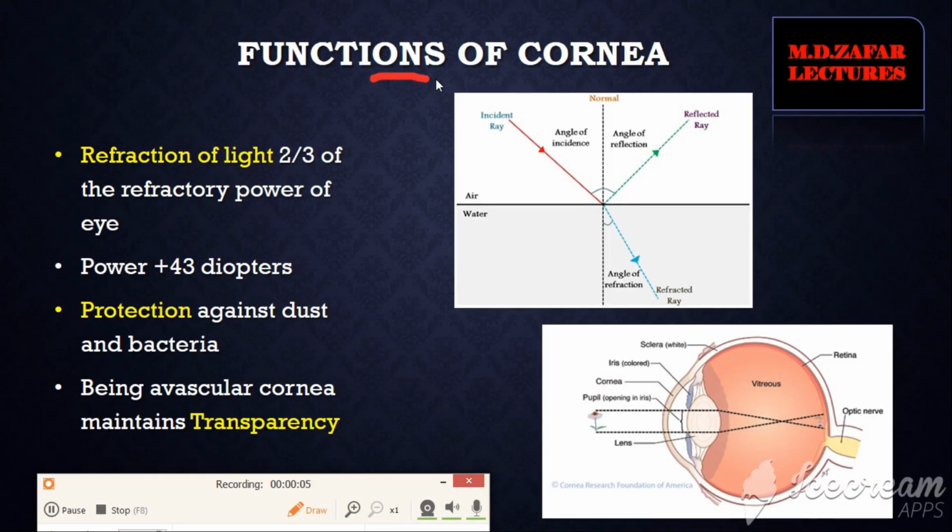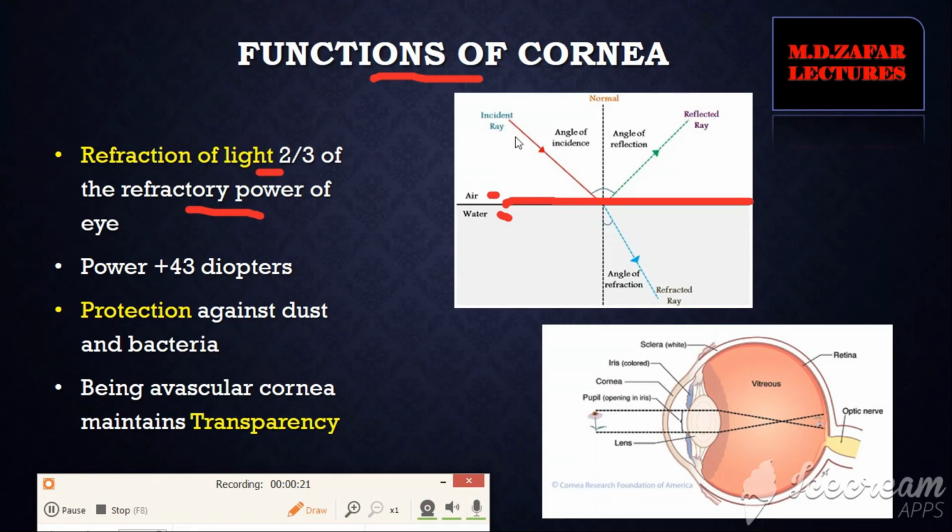Now we'll talk about functions of cornea. Number one, it has 2/3 of the refractory power of the eye. What is refraction? Come to this diagram. This is air, this is water, this is the refracting surface.